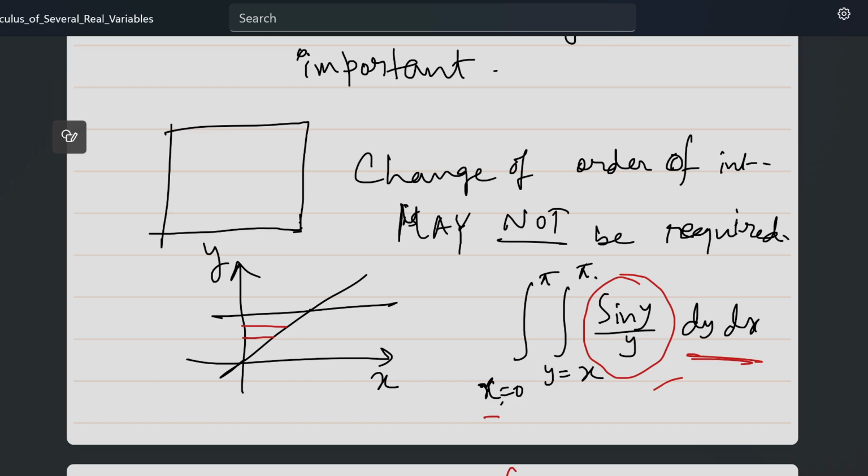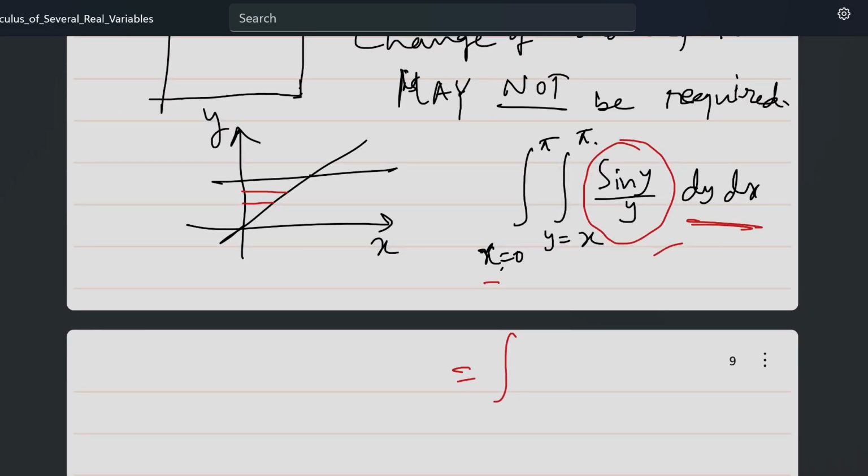What you will do is write dx dy into sin y by y. It is the same. For fixed y, x varies from this point 0 to this point y, and y varies from 0 to pi.